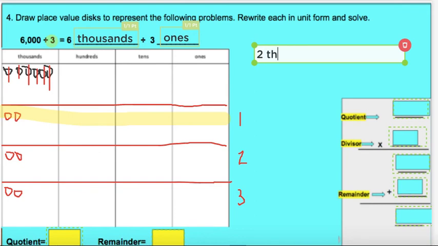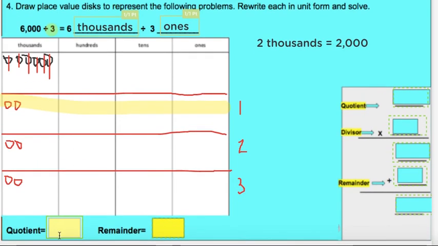2, but I'm in the thousands place. So how do I write 2 thousands? Yeah, 2,000. Easy peasy, lemon squeezy. So my quotient is 2,000. My remainder is 0 because I did not have anything left over.